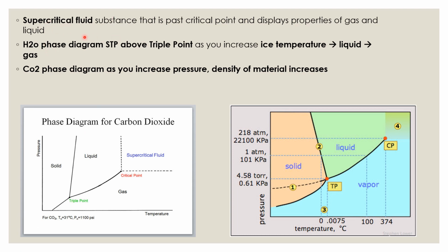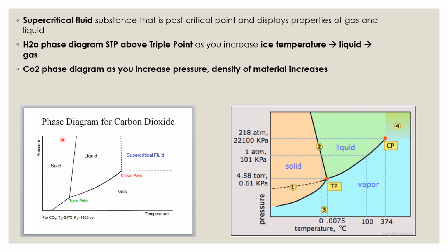Next, you have supercritical fluid, which is a substance that's past the critical point and displays the properties of both gas and liquid. H2O phase diagram, which is on the right above the triple point. You can see the ice temperature. It goes from the solid to liquid to gas. So you've got the solid, liquid, and then the gas here, and this is the critical point.